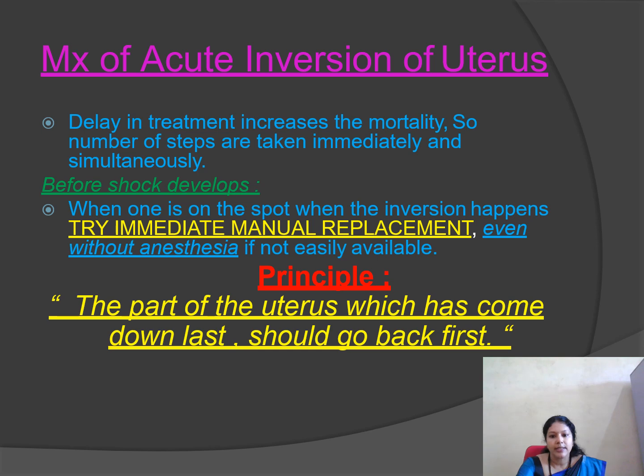And when you are replacing the uterus, already I have told you that the better way for preventing the shock is replacing the uterus. The principle that you are supposed to follow is the part of the uterus which has come down last should go back first. So naturally the fundus will be coming first, and the side-lying structures, cervix, all those portions will be coming last. So those last portions you should replace first, and at last you are supposed to replace the uterine fundus.